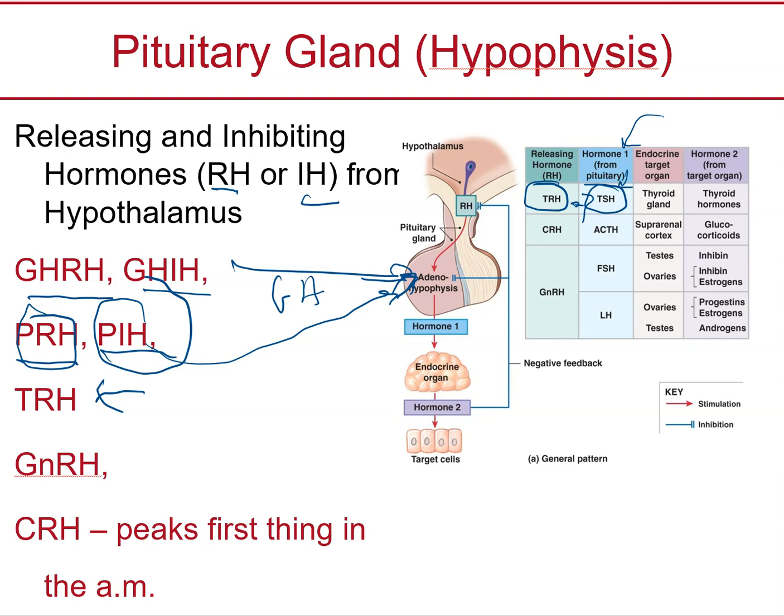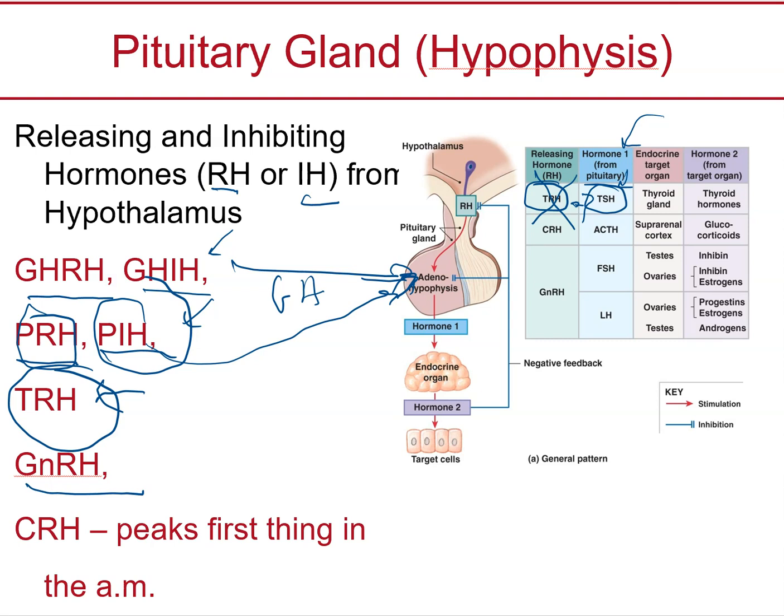So you might wonder, well, what tells it not to release TSH? Well, that's easy. It just doesn't release TRH. I don't know why some hormones actually have an inhibiting hormone, but they do. And so TRH, if it's released, you release TSH. If it's not released, you don't.